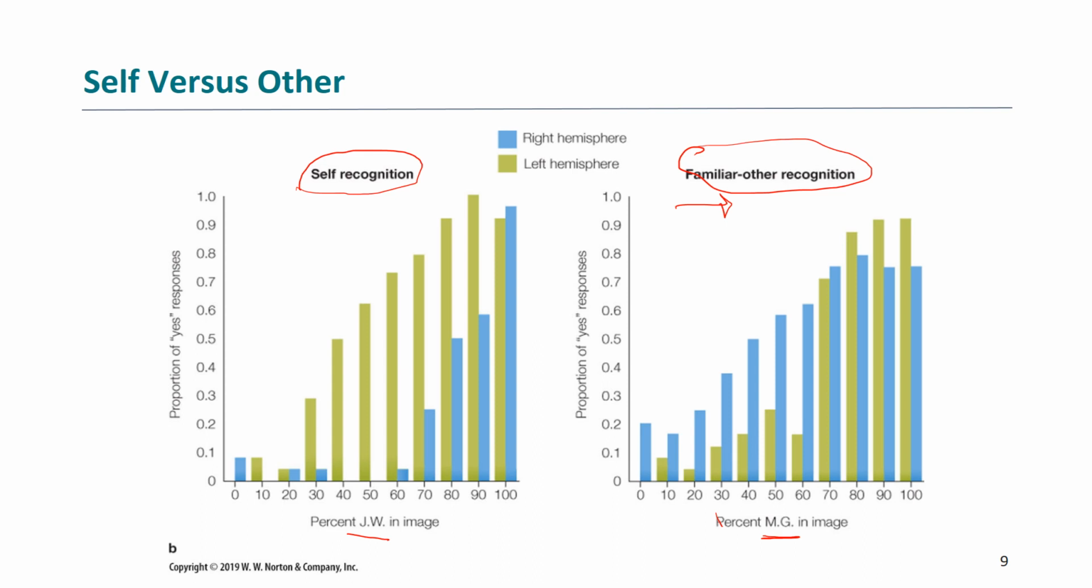As you can see here, this is the yes. They ask him if this is his picture or not, and he's going to recognize it. So the percentage is higher. See here, this is the left hemisphere, and this is the right hemisphere in blue. For the other patient, MG, this is the blue, the right, and this is the left.